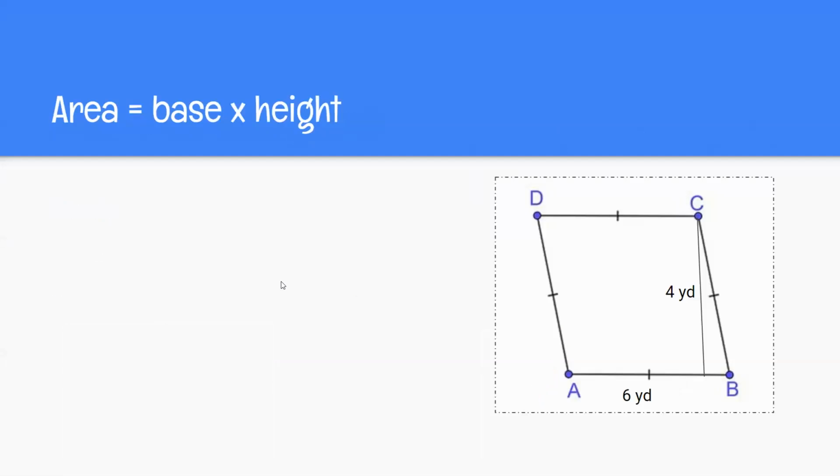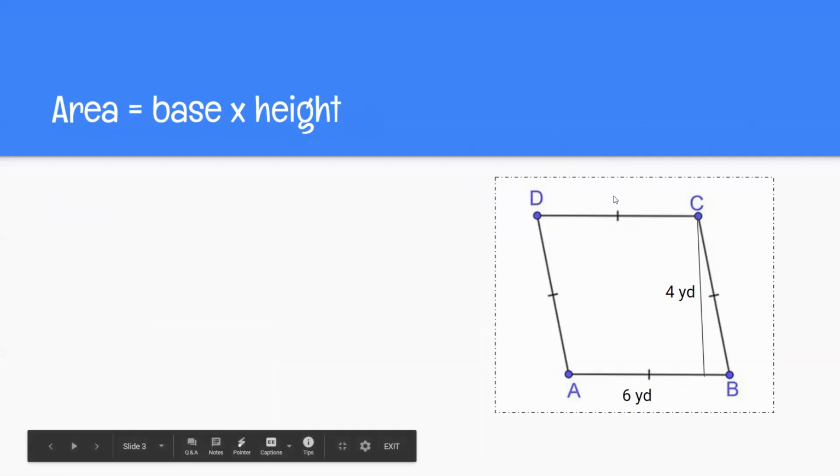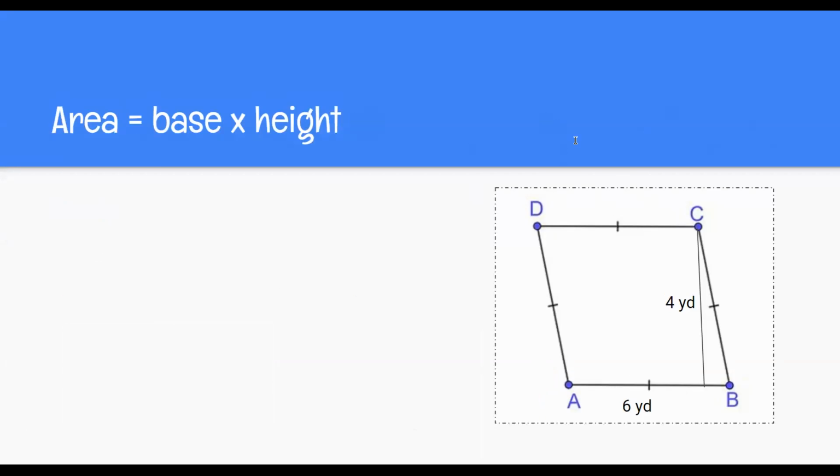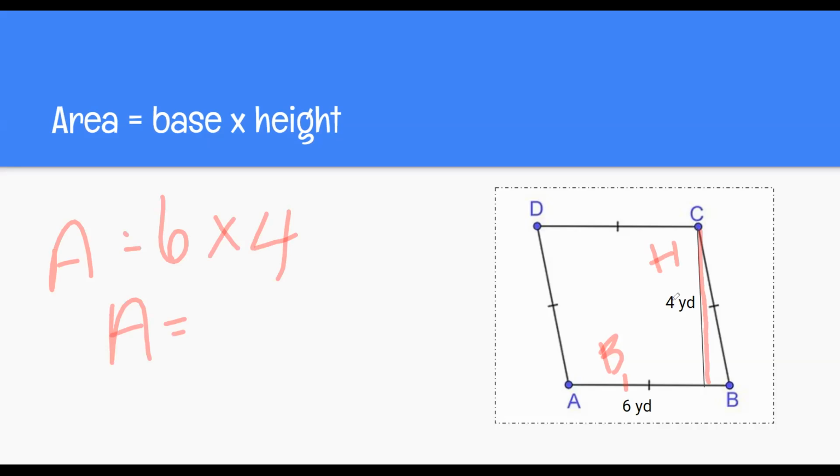Looking at this first example, I have a parallelogram. It has 4 equal sides. That's what these 4 lines represent. And then I have my base, which is down here. So this is my base. And then this line right here represents my height. So if finding area is base times height, I have area. My base is 6 yards, and then my height is 4 yards. So the area of this shape would be 24 yards.